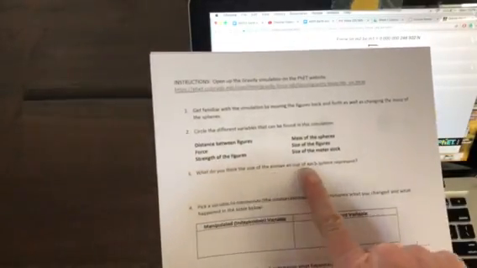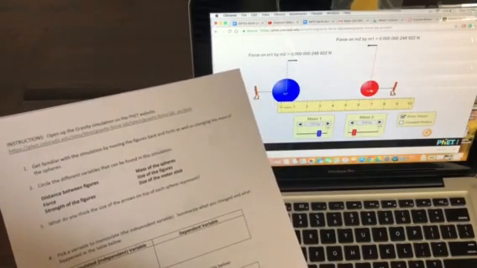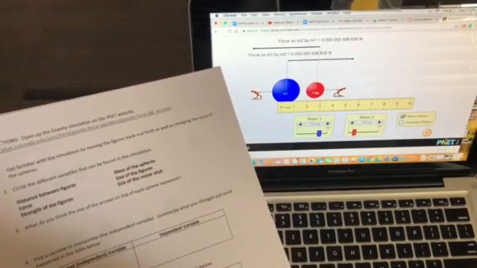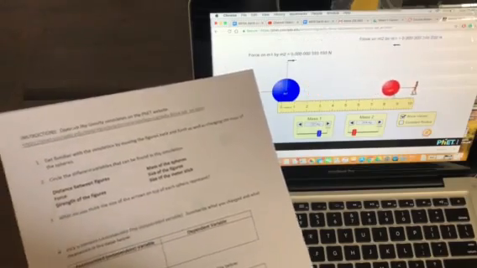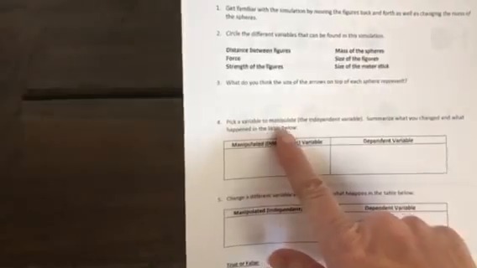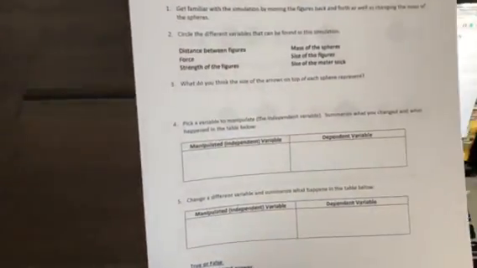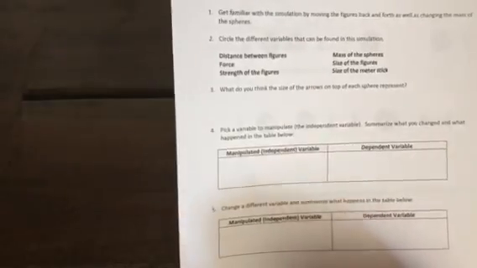What do you think the size of the arrows at the top represent? If you're not sure, rewind this video about a minute. We just talked about it. These are the force arrows. So look up what the size of the arrows mean. Okay. So here you're just going to experiment a little bit. You are going to pick a variable to manipulate, the independent variable, and summarize what happened in the table below.